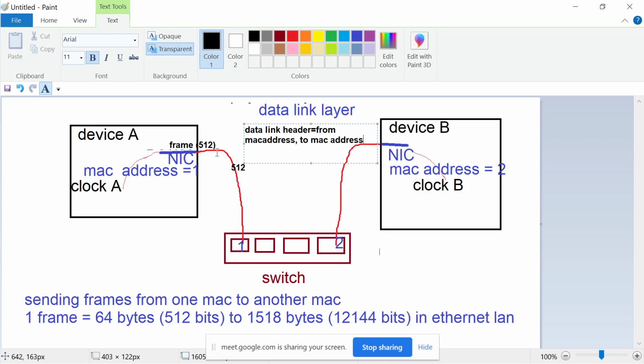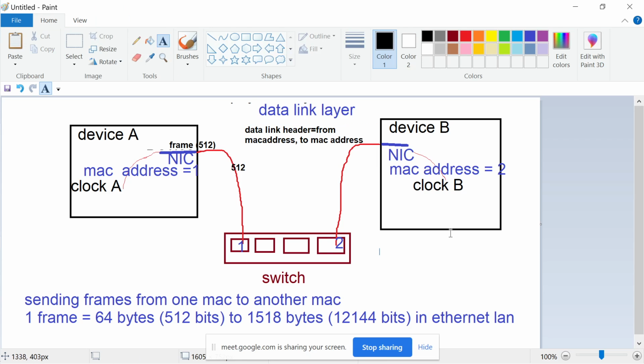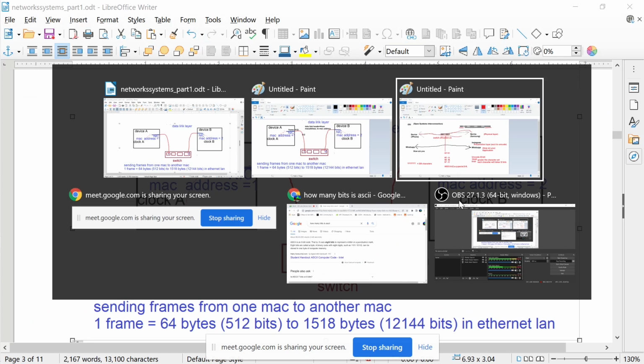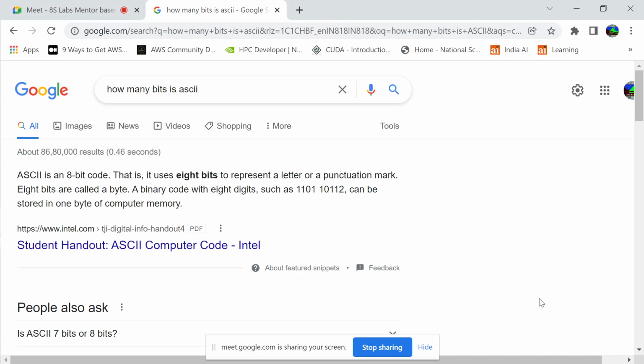So the next layer after the data link layer. One is the physical layer, then the data link layer. What is the next layer? Remember anything? Have you all understood this much? Yes, sir. Okay. The next layer is actually your network layer.